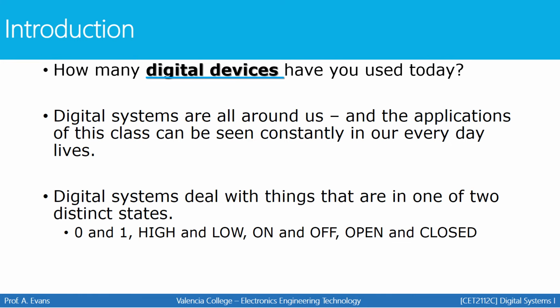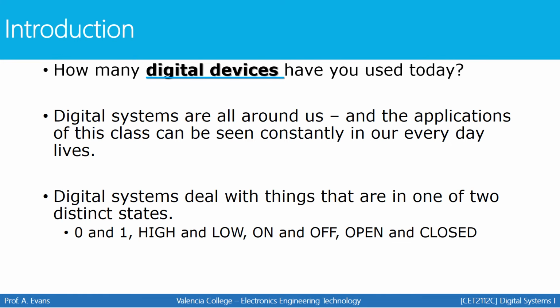Either it's on or it's off. Either it's high or it's low. Either it's 0 or it's 1. There isn't a partially high, partially low, negative on, 0.5 off. There is no in between. It's black and white. Either it's 0 and 1, high or low, on or off, open or closed. That's our basic definition of what a digital system is.